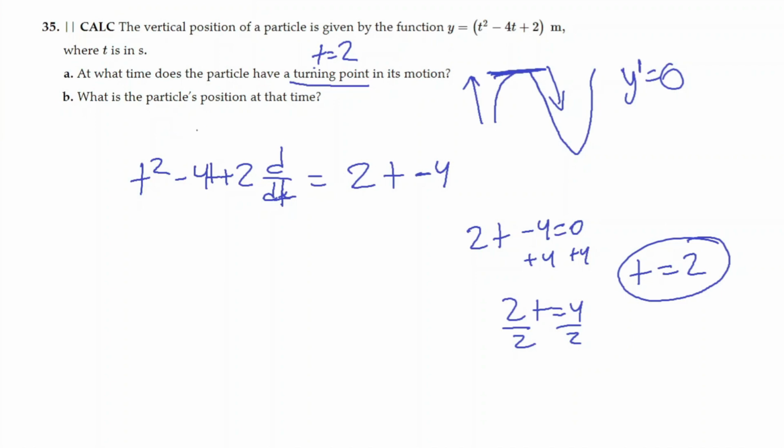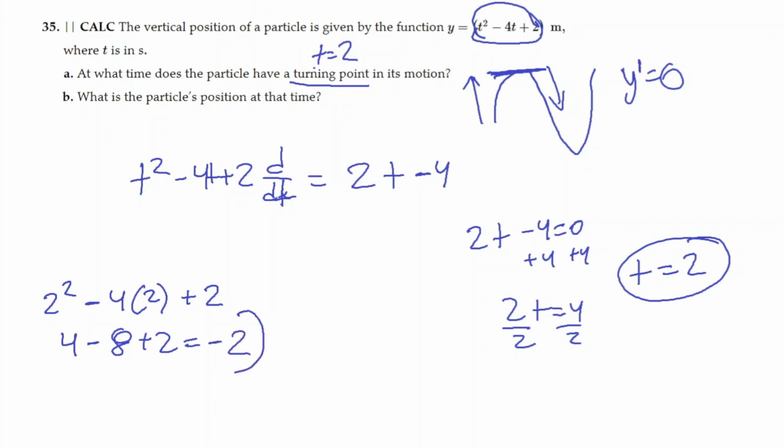What is the position at the time of the turning point? Since we know the turning point is at t equals 2, all we need to do is plug that into the position function. So we have t squared minus 4t plus 2, which is 2 squared minus 4 times 2, plus 2. If we simplify that, we have 4 minus 8 plus 2, and we're left with negative 2. So negative 2 is our turning point, in which negative 2 would be a minimum in this function, although that's not really relevant here. But what is the particle's position? It would be negative 2. Or if you want to write it in point form, it's (2, negative 2). And that would be your final answer.